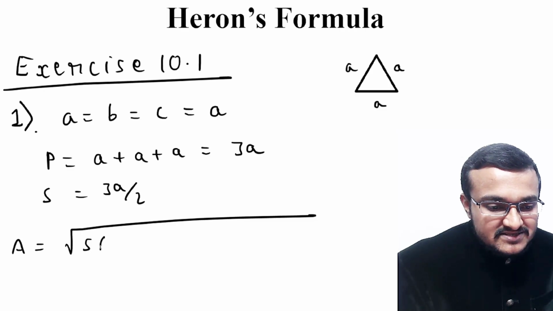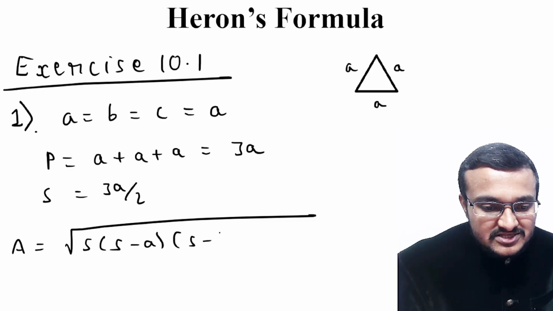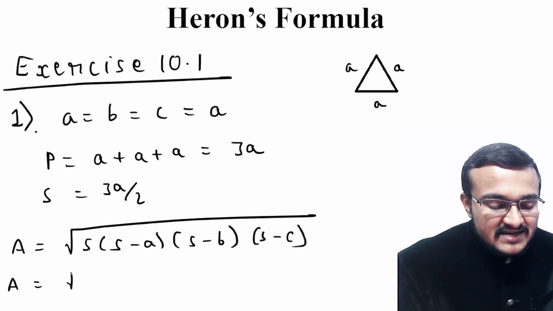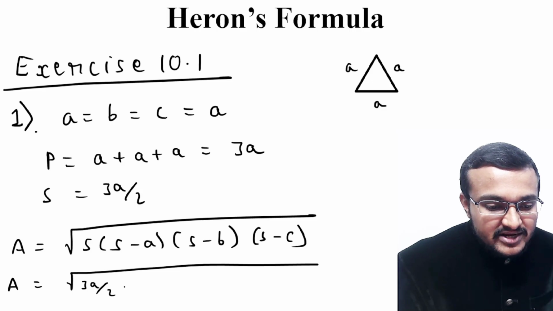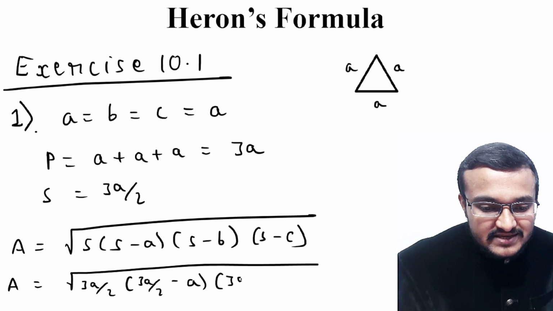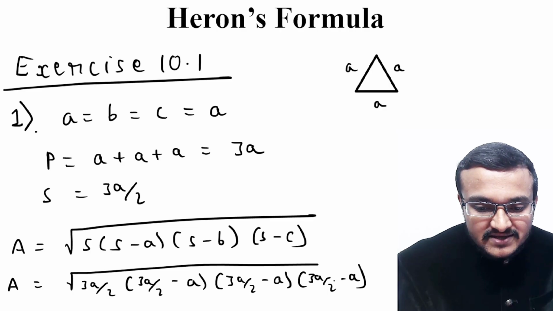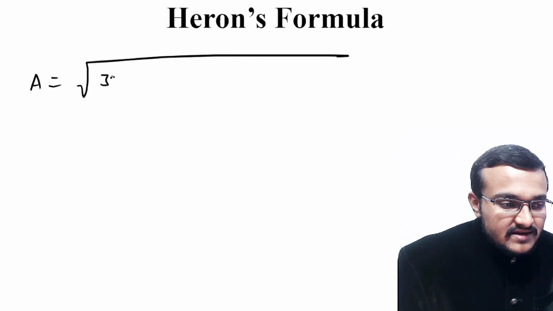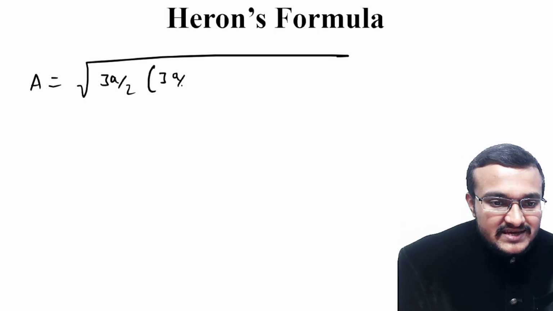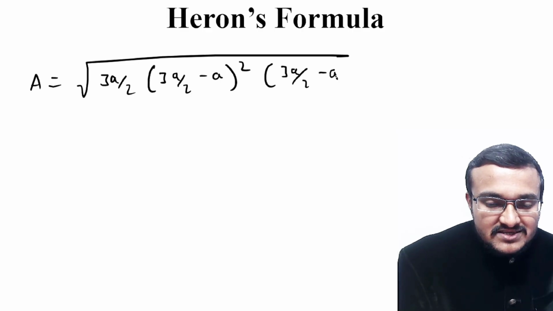So square root of s into s minus a into s minus b into s minus c. Here a, b, c are all equal to a only. So s is 3a by 2. So 3a by 2 into 3a by 2 minus a into 3a by 2 minus a into 3a by 2 minus a. Now you can write this as 3a by 2 into (3a by 2 minus a) whole square.